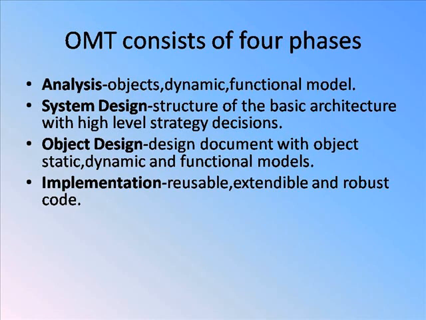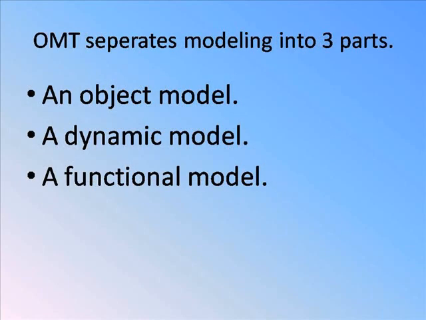In object design, we will get the design document as a result that consists of object, static, dynamic and functional models. In the implementation phase, we use the reusable and robust coding to implement the project. OMT modeling is divided into 3 parts. They are object model, dynamic model and functional model.